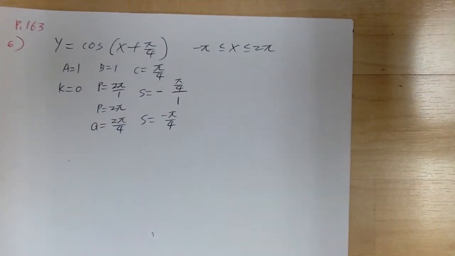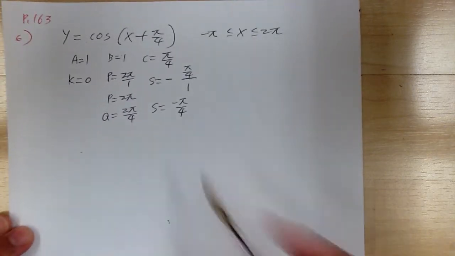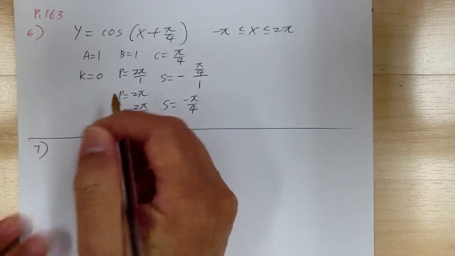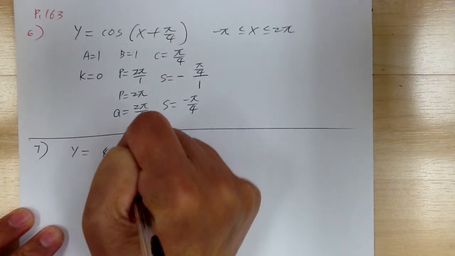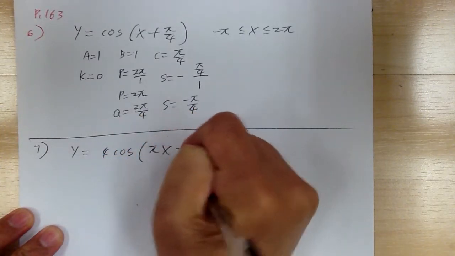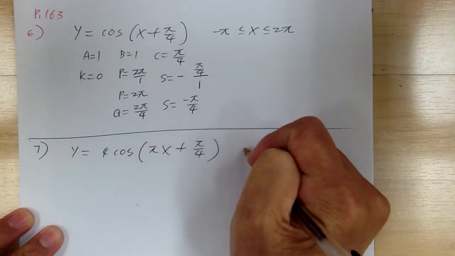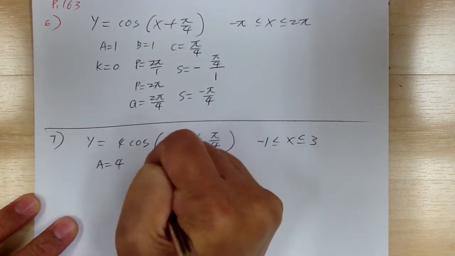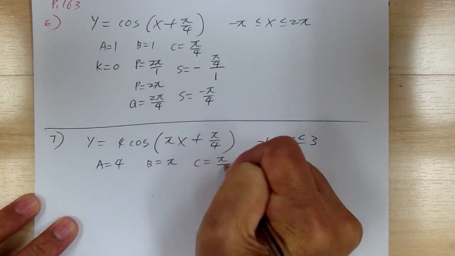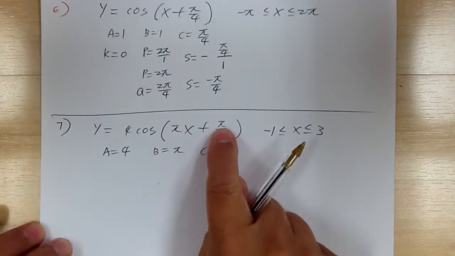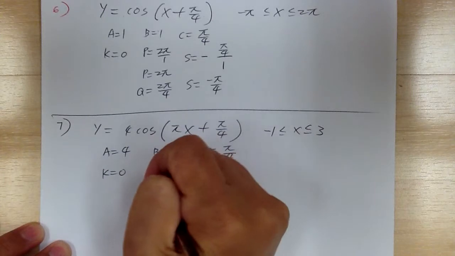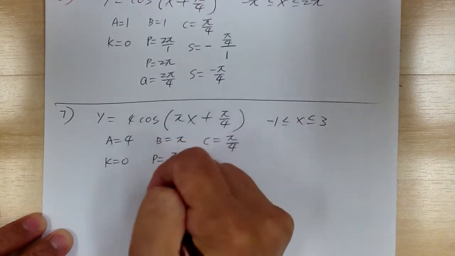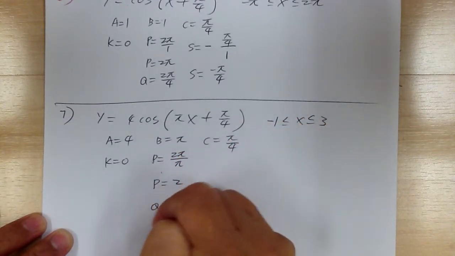Okay, let's go to number 7. Number 7, you have y is equal to 4 cosine of pi x plus pi over 4, and you want to go from negative 1 to 3. So in this case, a equal to 4, b equal to pi, c equal to pi over 4. So that's a, b, c. And k equal to 0, period equal to 2 pi over b, so 2 pi over pi, so period equal to 2, and q equal to 2 over 4.